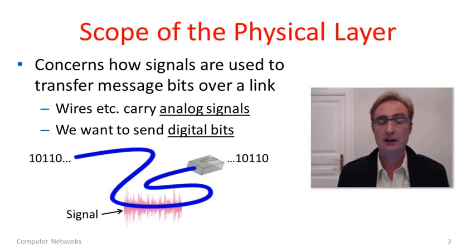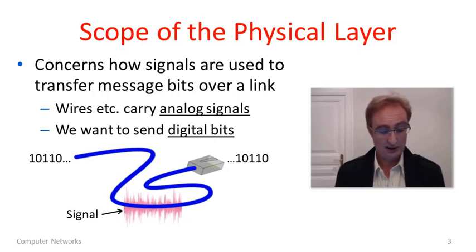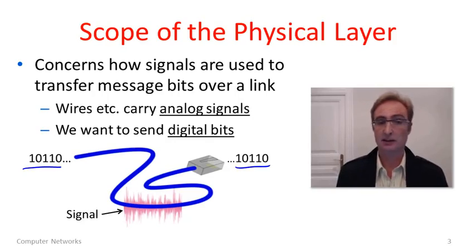Now, the physical layer is all about how we use signals to represent bits so that we can convey bits across a physical channel or a simple link from one end to the other. So you can see here, if we just consider a wire as an example of a physical layer, we've got bits going in on the left, binary digits, that's the message we want to send, and bits coming out on the right. That's wonderful, that's what we wanted to get out, the same bits.